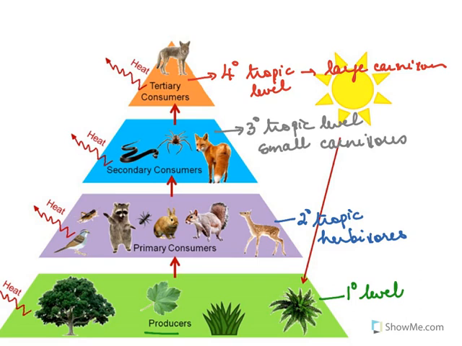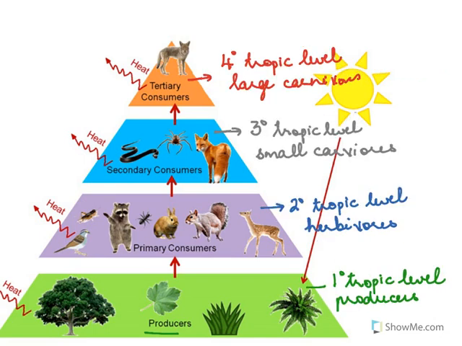Because we have the producers, we have the primary consumers, which are herbivores, the secondary consumers, which are small carnivores, and the tertiary consumers, which are large carnivores. And if you notice here, the population of the producers is the largest, and as we go higher and higher, the population of the organisms keeps on decreasing. In the next slide, we will see why this happens. There are a large number of producers, there are fewer herbivores, and even fewer small carnivores, and the least large carnivores.